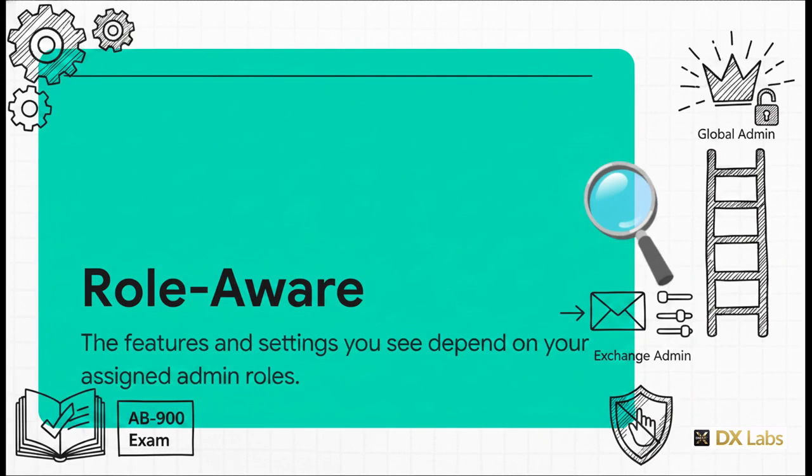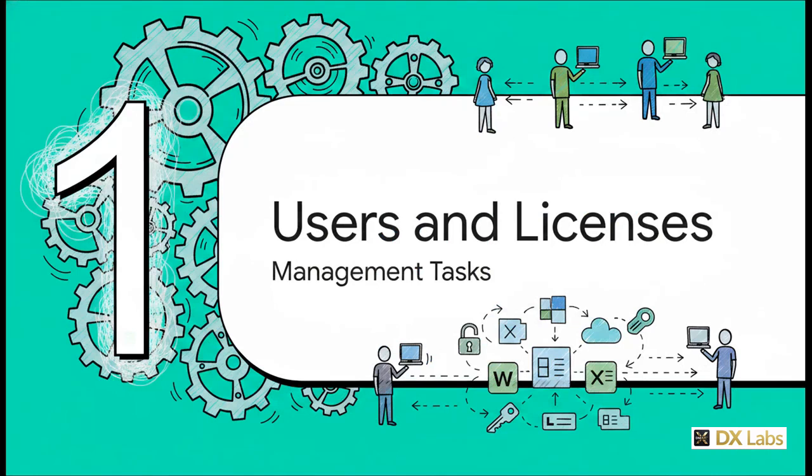Moving up the concept ladder to the technical side, a global admin is going to see every single setting across the entire platform. But if you're assigned a specialized role, like an Exchange admin, the interface dynamically shifts so you only see email-related settings. For the AB 900 exam, understanding this role comprehension is huge. You have to know that this design is purposely built to prevent accidental changes by restricting access based on someone's exact job function.